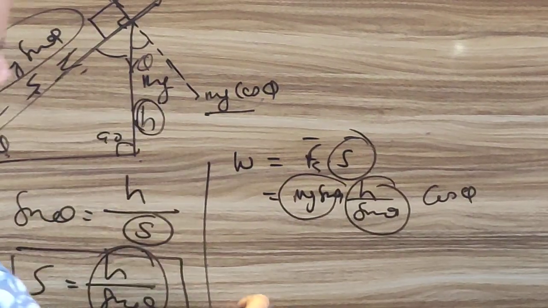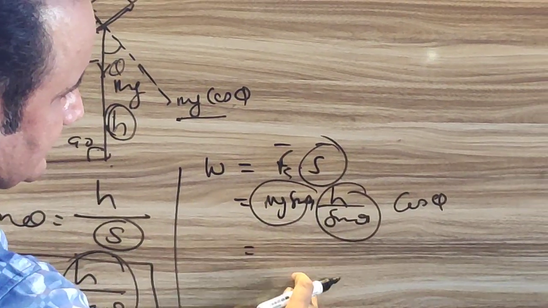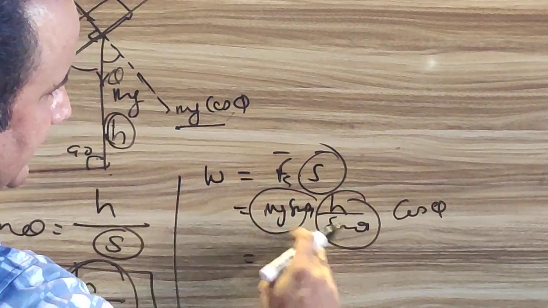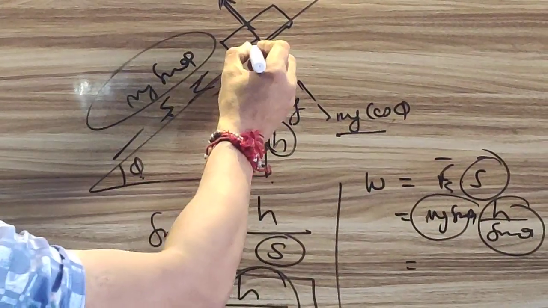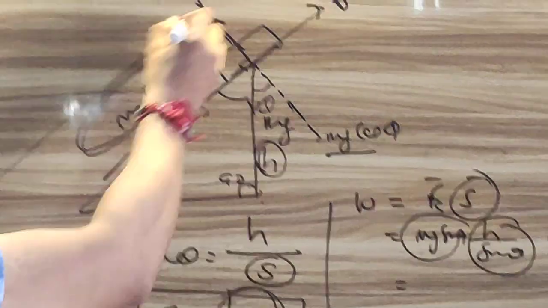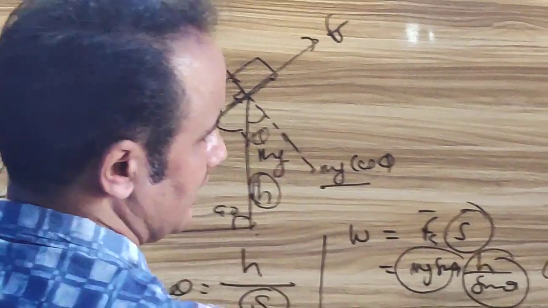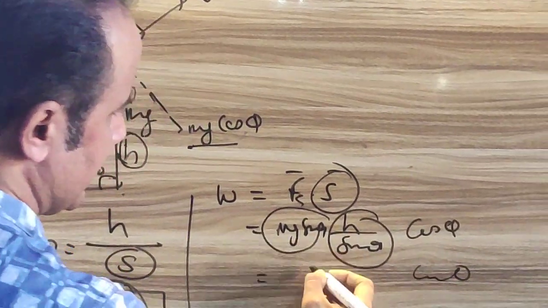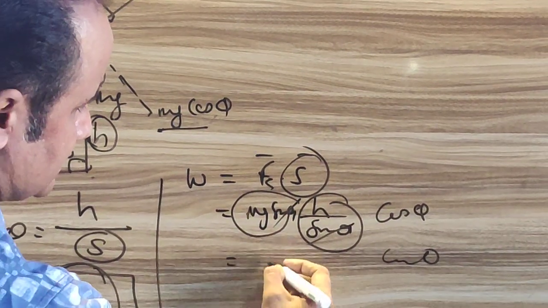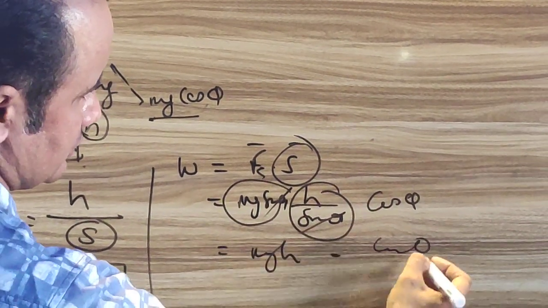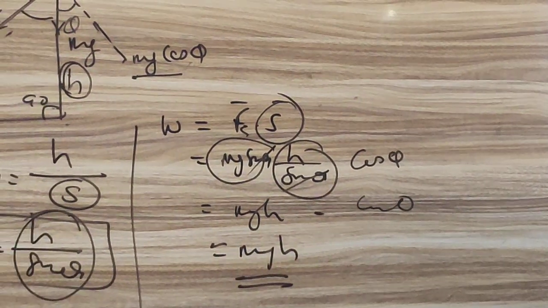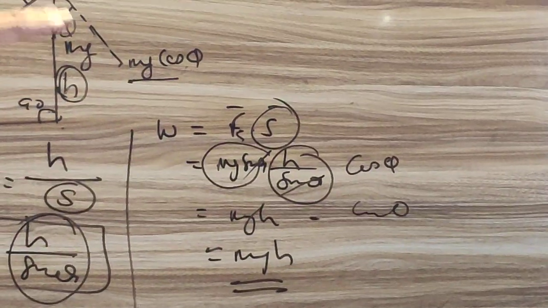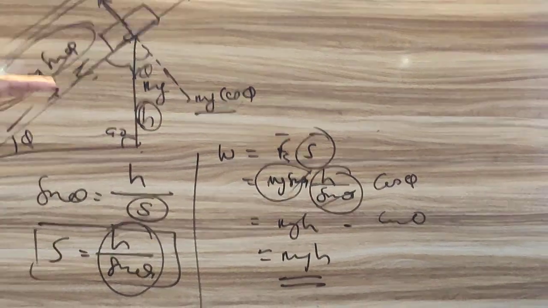Since both have the same direction, the force is there, the displacement is there, so the angle between them is 0. Cos 0 is 1 and the sin theta cancels out, so it is mgh. That is part 1, how we can say that work is independent of path.